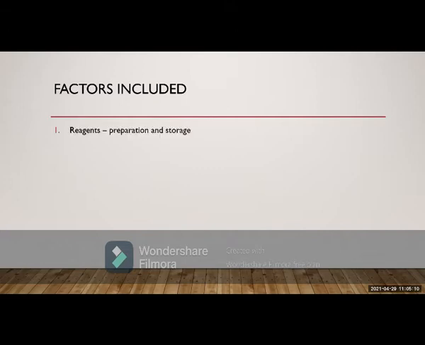Number one will be our reagents. Preparation and storage of these reagents plays a very important role because these reagents are prepared one day prior to the experiment. On the previous day we prepare them and store them as per the protocol, all the procedures that are given to us. So can it have an effect on our testing? Let us see.